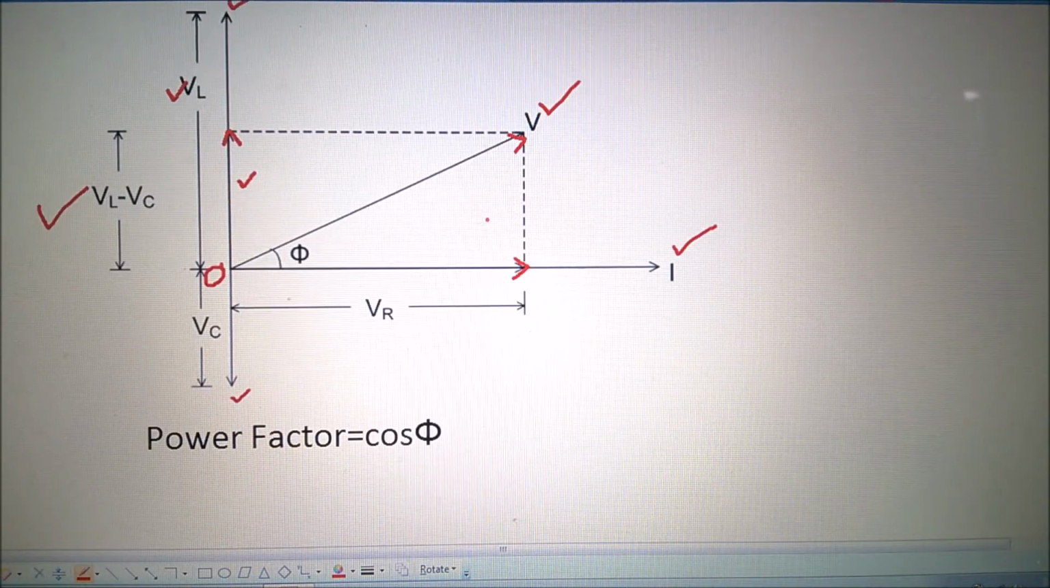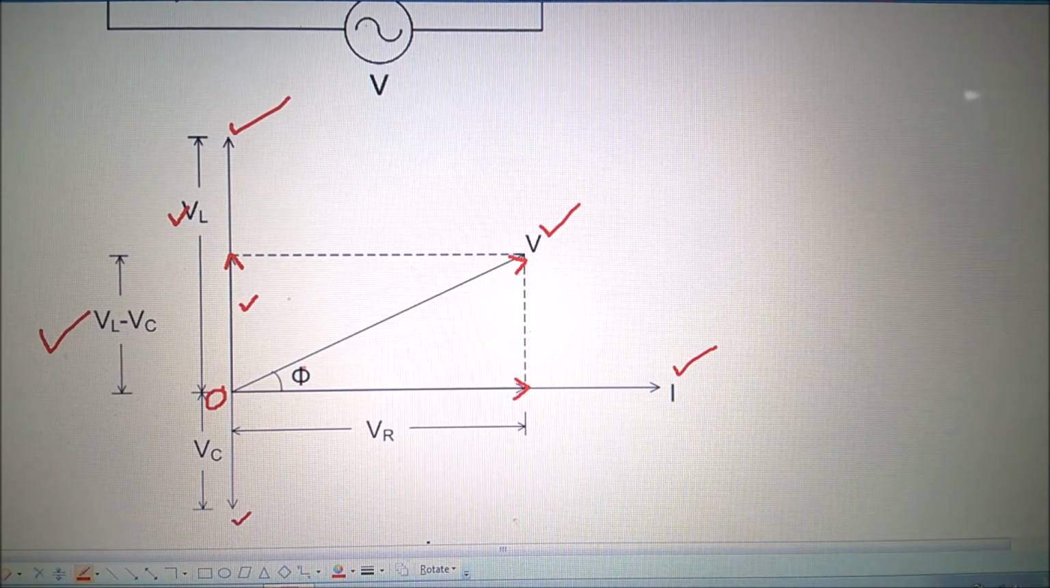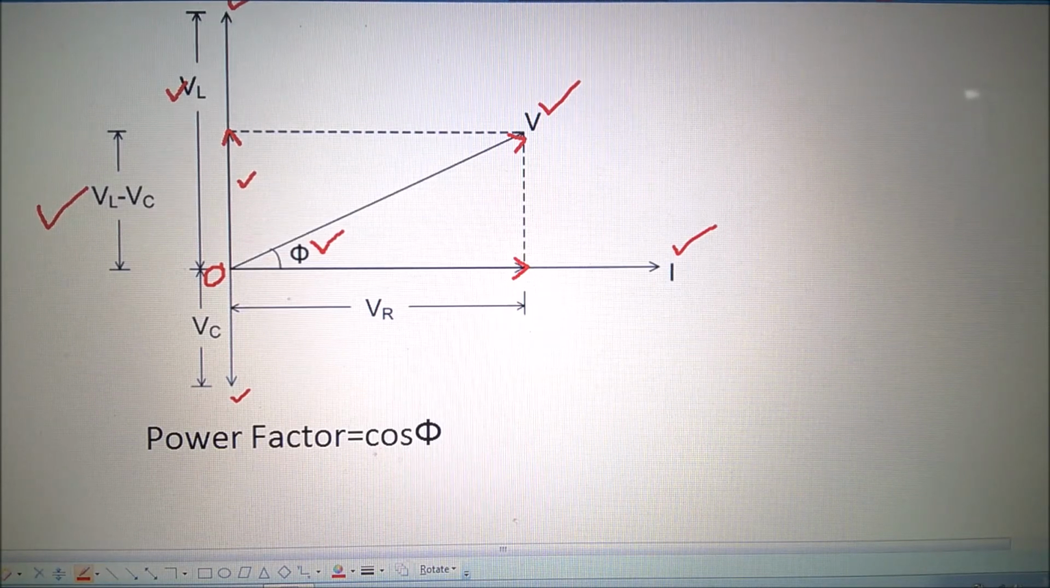Now you can see the resultant voltage which is applied to the RLC circuit, and the current generated, there is a phase difference of phi, and this is called the phase angle, and the cos of that is called the power factor of the circuit.